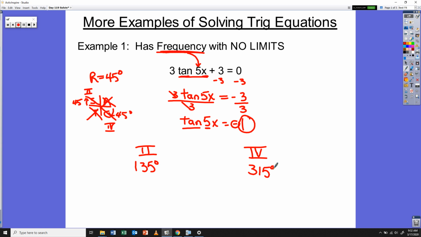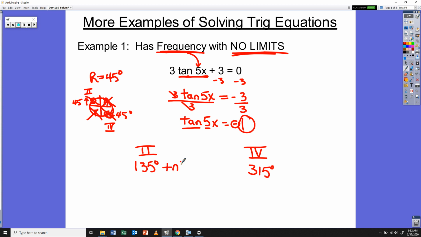Well, if we look back to the original question, we notice that this problem has no limits. So they don't want you to stop looking. And we know that every time we go around the unit circle, we're going to keep coming back to hitting these places over and over again. And the separation between one answer and the next is going to be a full rotation.